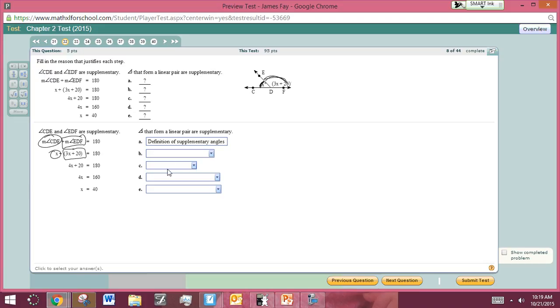Replacing things with their equals is called substitution. They then add the x and the 3x. So we have to look here and see what our options are. That's going to be the distributive property for us. Subtract 20 from both sides, so subtraction property. And then we're going to divide by 4, so that's the division property.